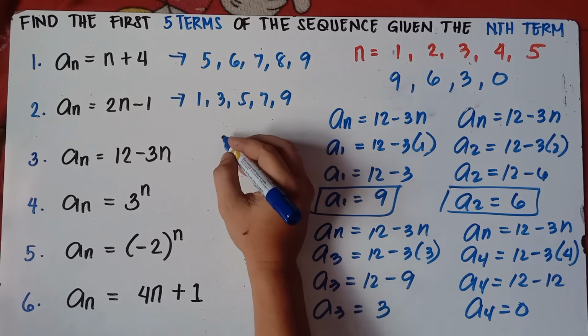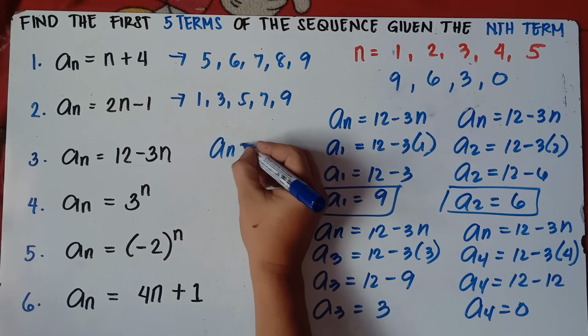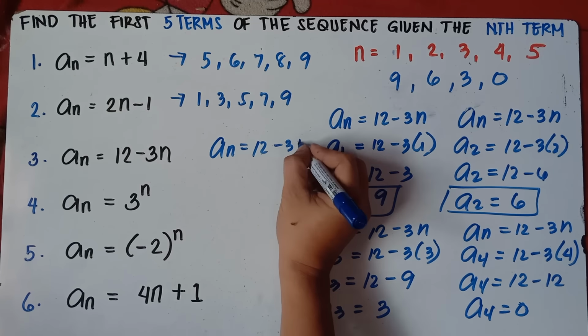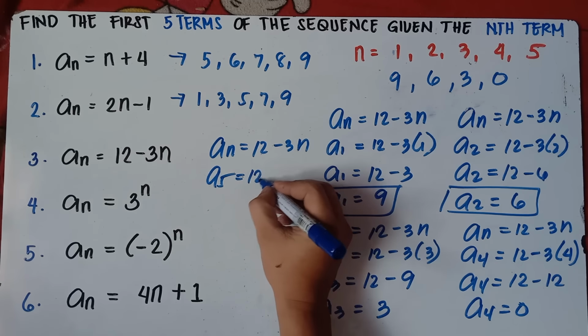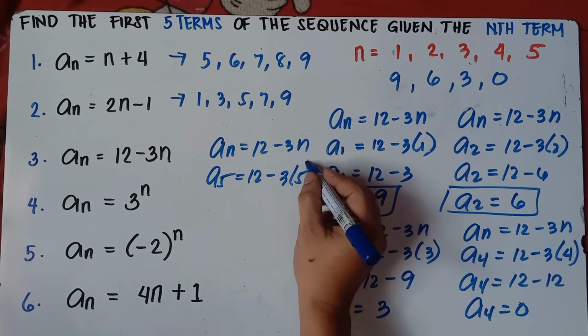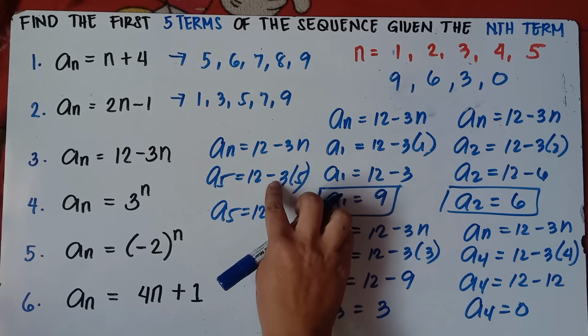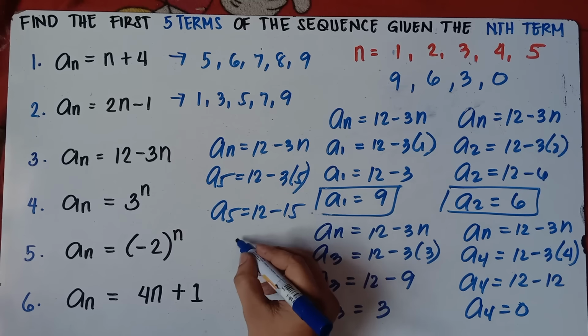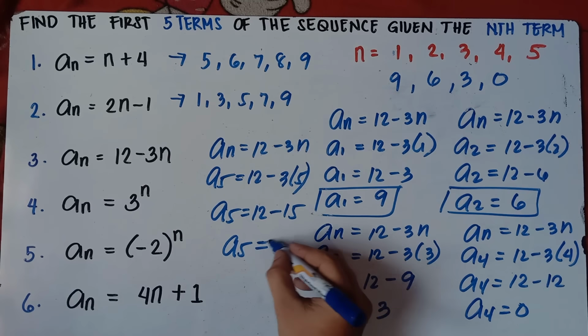Last example, substitute the value of n. A sub n equals 12 minus 3n. A sub 5, the fifth number, is 12 minus 3 times 5. So a sub 5 equals 12, negative 3 times 5 is negative 15. A sub 5 equals 12 minus 15, that's negative 3.